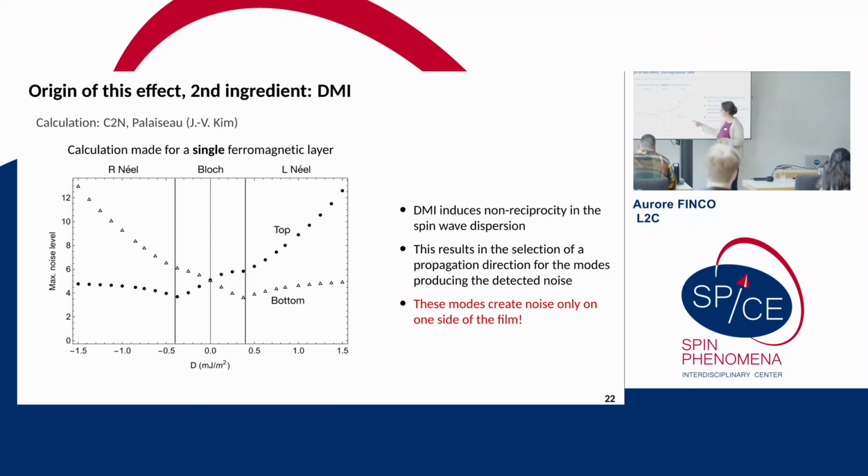And actually, you don't need this complicated synthetic antiferromagnetic texture for that. This is a calculation of the noise level that you expect as a function of DMI for a single ferromagnetic layer. Thing is that it's easier to do the experiment with the NV with the synthetic antiferromagnet because you have smaller fields coming from the sample. But basically, it should work exactly the same.